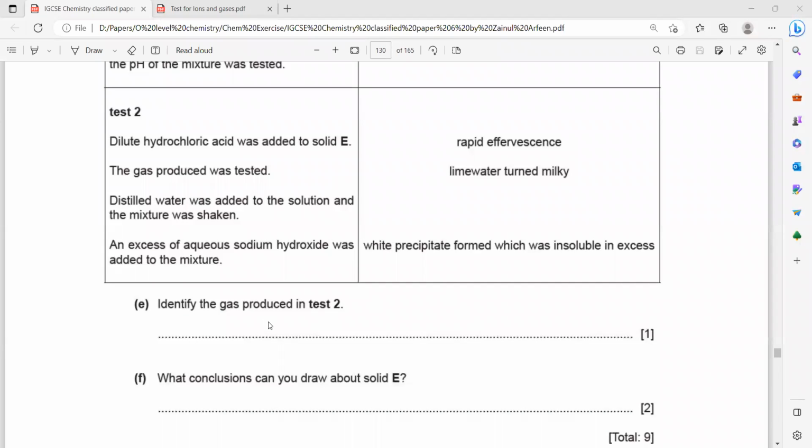So identify the gas produced in test 2. Which gas was produced in test 2? That was carbon dioxide. And identify what we can conclude about solid E.